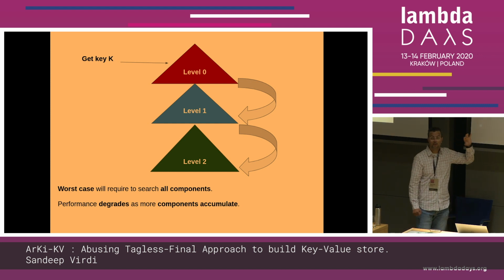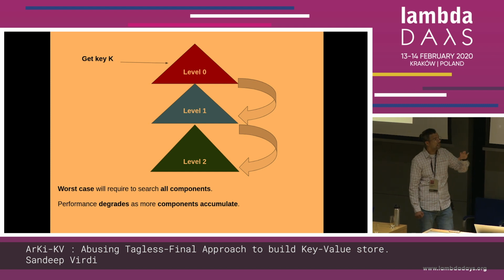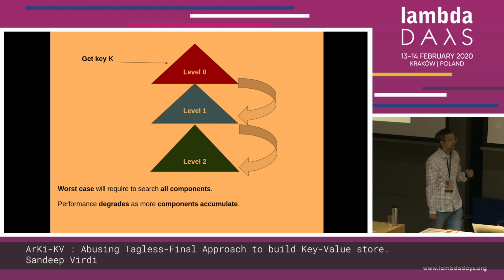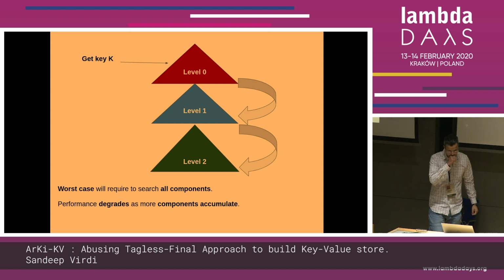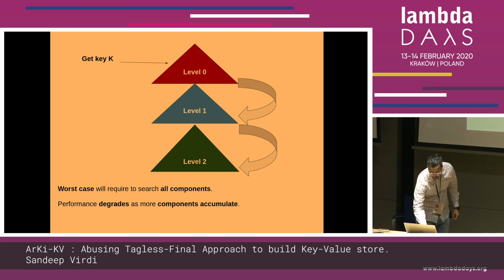Say a new query for key K prime comes in, and it's not present in the index. You will still go through the exercise of scanning all the disk components, and this is bad. The performance actually degrades as you accumulate more components. So there are a few optimizations that you could do, and let's take a look at a few of them.